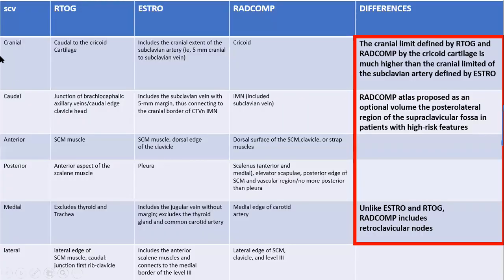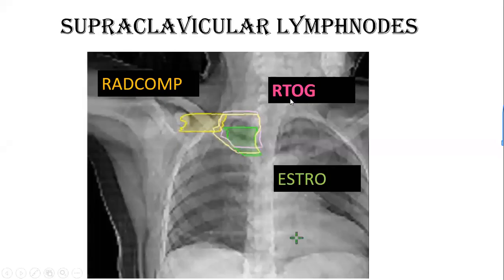First we will deal with the supraclavicular region. We will briefly revise the differences along with the RADCOM atlas as well. As we discussed earlier, the cranial border of RTOG is at a much higher level compared to the cranial border of ESTRO. Overall, the RTOG had a bigger volume compared to the smaller ESTRO volume. This is the main difference. The RADCOM atlas follows more or less RTOG because it is the bigger volume. The yellow one here is the RADCOM atlas.